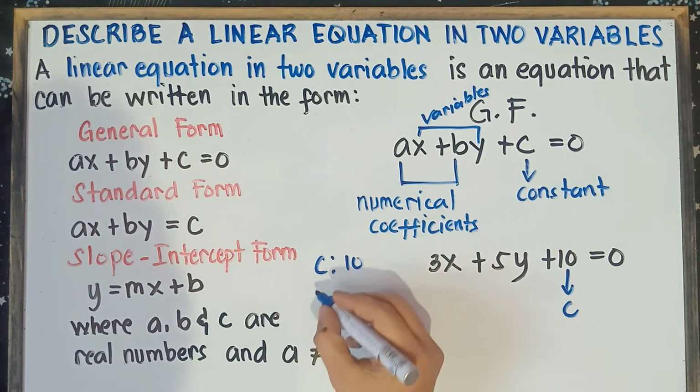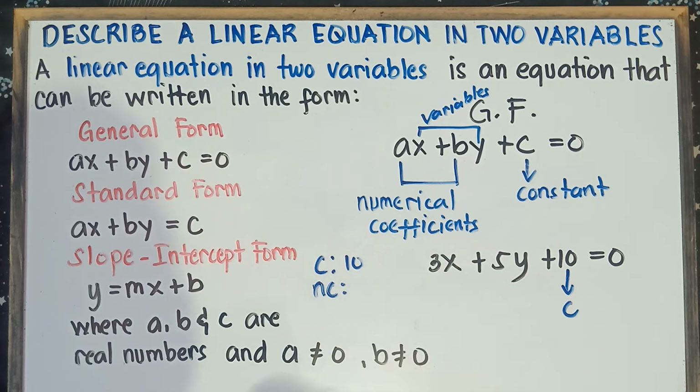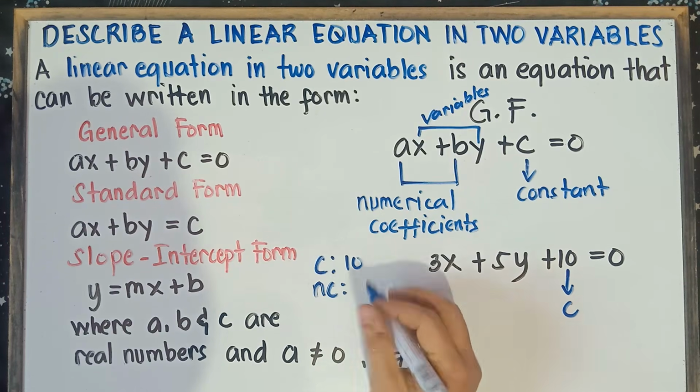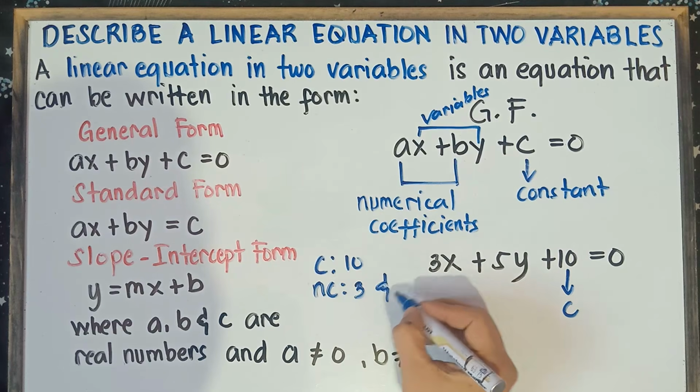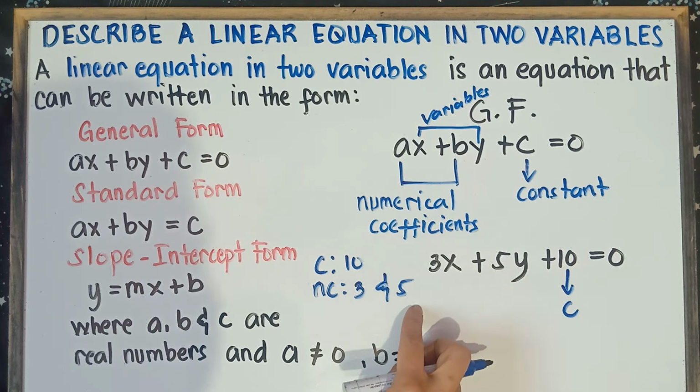Next question, what are the numerical coefficients? I'll just write NC because we don't have enough space. That's correct, the numerical coefficients are the numbers beside the variables. So the numerical coefficients are positive 3 and positive 5.